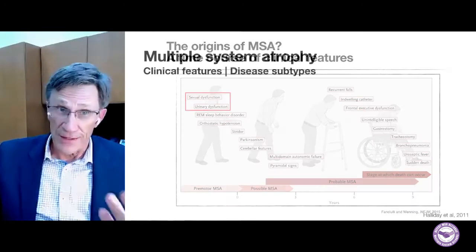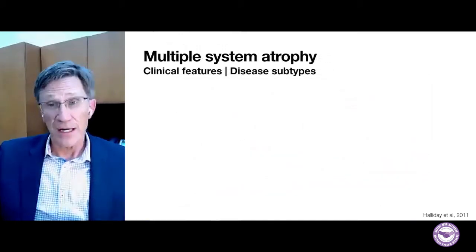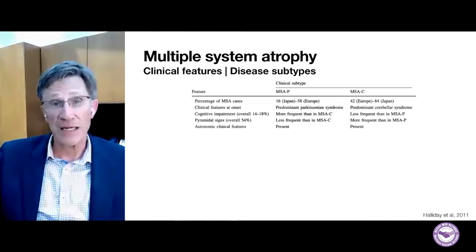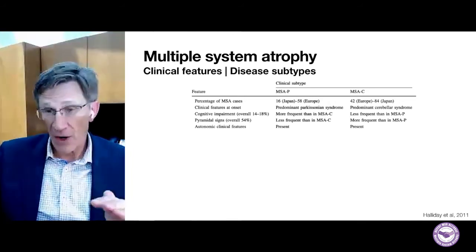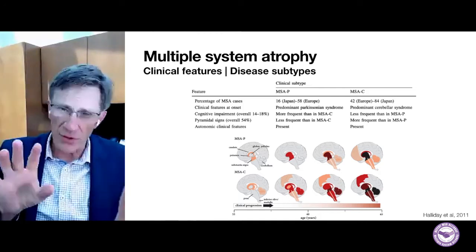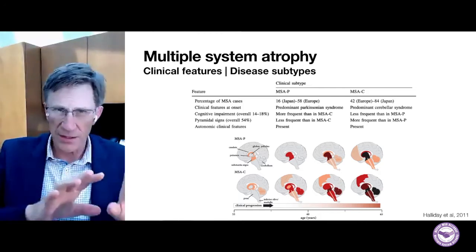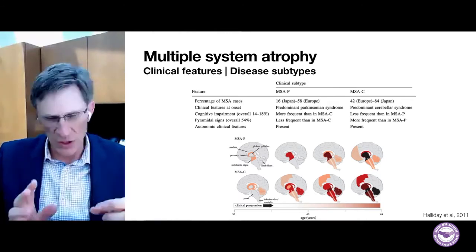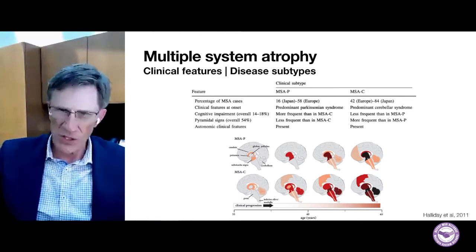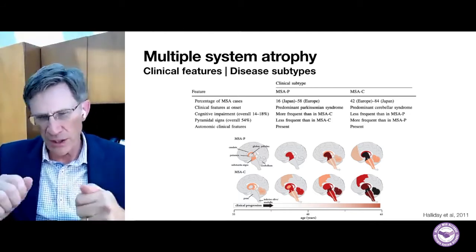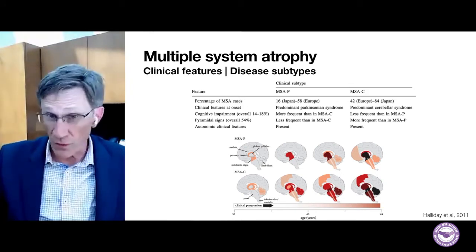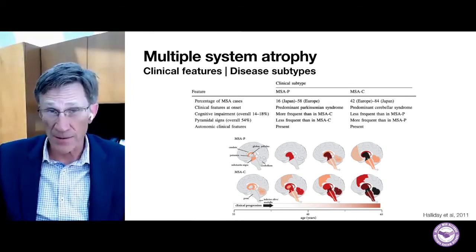So in the next slide, I summarize the different typical features in MSA-P and MSA-C, and how they potentially, if you look at the lower part of the slide, might relate to what parts of the brain are involved. And there is a correlation. So the patients with MSA-C obviously have the cerebellum involved, and the patients with MSA-P have the bits that are also involved in Parkinson's disease affected.